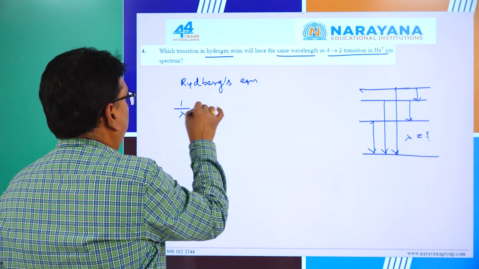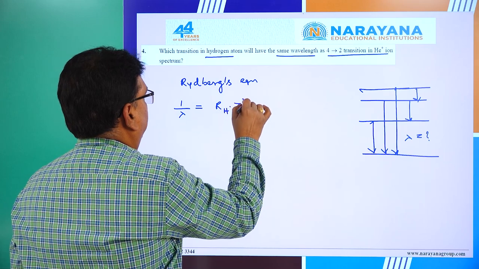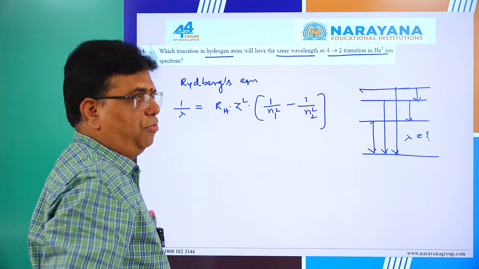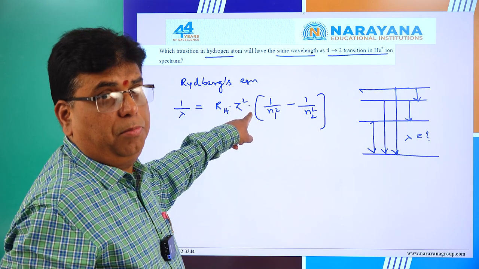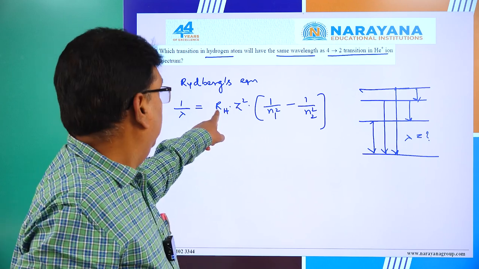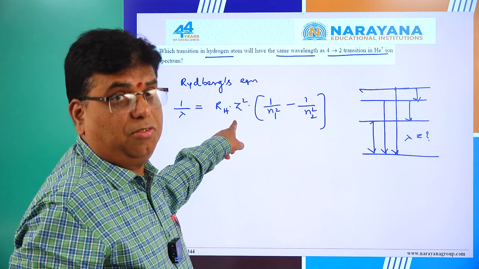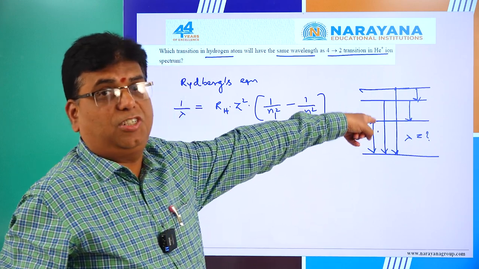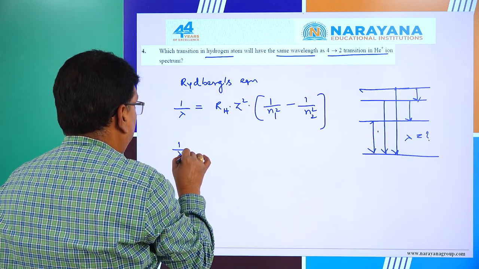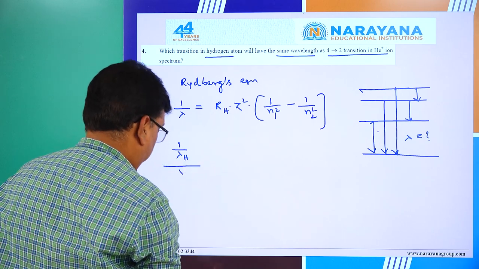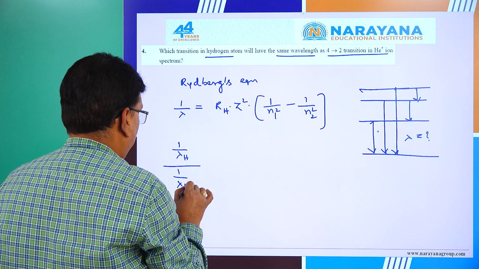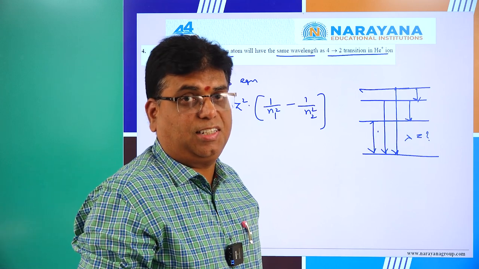1 by lambda is equal to RH into Z square into 1 by n1 square minus 1 by n2 square. This is a formula where Z is the atomic number of hydrogen or hydrogen-like species, R is Rydberg's constant, 109,677 per centimeter. n1 and n2 are the energy levels between which the transition is taking place. Now, for the given hydrogen transition, 1 by lambda, and for the given helium ion, if you write the ratio, R is constant, so it gets cancelled.